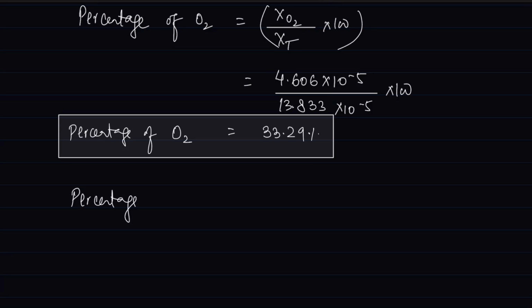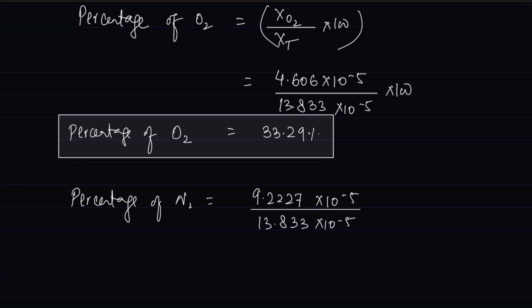Similarly, we have to find the percentage of N2. So percentage of N2 is equal to 9.2227 into 10 to the power minus 5 divided by 13.833 into 10 to the power minus 5 into 100. So we get 66.70%. So this is the answer of this question.